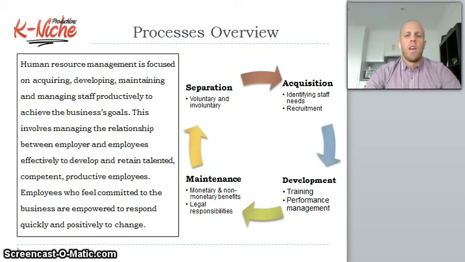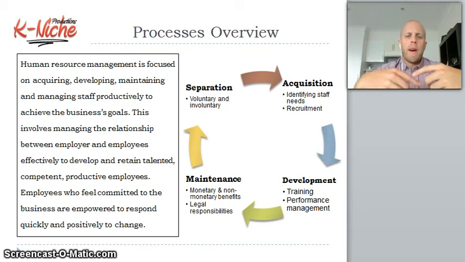All right, what are the processes? The processes are acquisition, which involves identifying staff needs. It looks closely at recruitment. Development, so this includes training and performance management. We've got maintenance, so we're looking at monetary and non-monetary benefits, and we're also looking at the legal responsibilities of employers. And then we're looking at separation, so that's voluntary and involuntary separation.